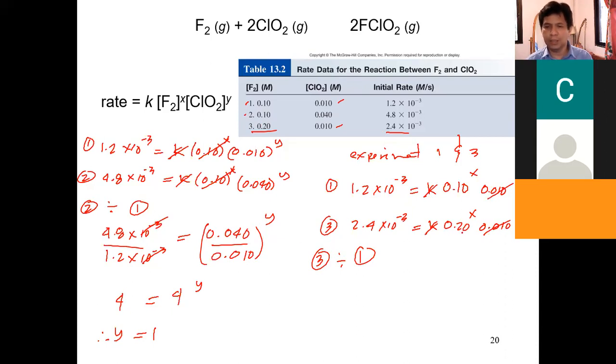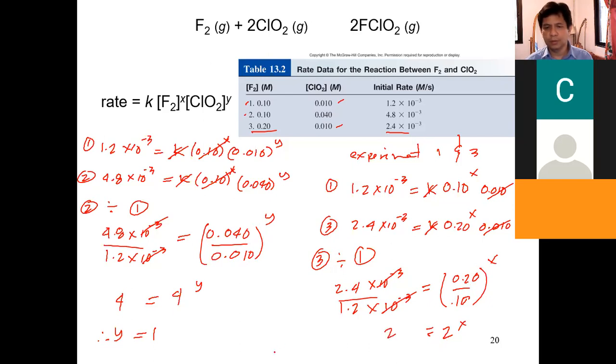So ang matitira na lang sa other side is 0.2 divided by 0.1 raised to X. Ano? So, halimbawa dito is 2.4 times 10 to the minus 3. Actually, you can cancel out the times 10 to the minus 3. 1.2 times 10 to the minus 3. Tapos sa kabilang side, you have 0.2 divided by 0.10 raised to X. Wala na to. And then you have 2 raised to X. And then this is also 2.